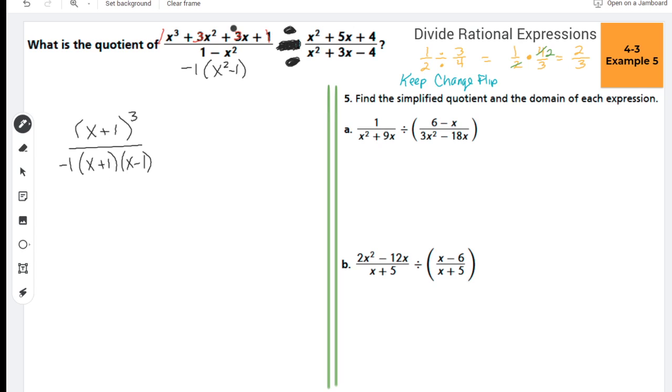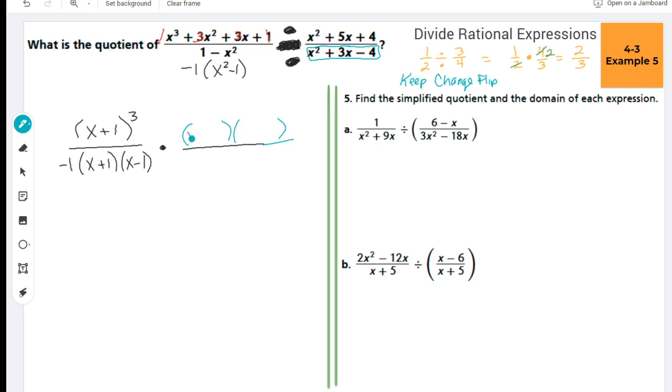So here's my keep, I just factored it. Now my change, I'm going to go from division to multiplication. And then my flip, I'm going to factor this and write the reciprocal out. So this stuff in blue I'm going to be putting here at the top. I tend to do it in one step just because it saves paper. If you need to do it in multiple steps, you do you.